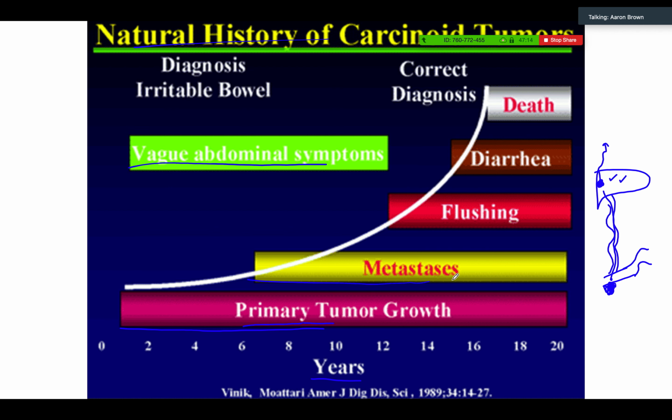Now the tumor metastasizes. Once it metastasizes and those mets start to grow, now we get our flushing. Now we get our diarrhea. And at this point, we make our diagnosis, but it's already too late. And so that's why it's important that we learn about carcinoid syndrome. And so it's on our differential, sort of in the back of our mind, if we start to see some weird symptoms that we don't expect, maybe something else is going on. Okay?